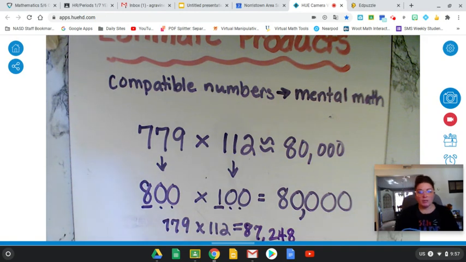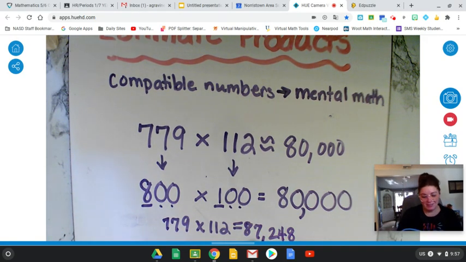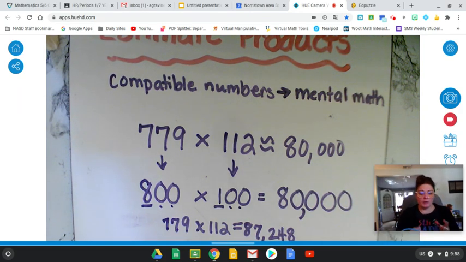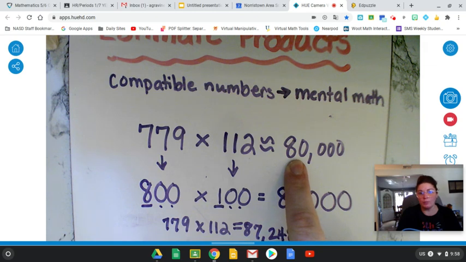So 779 times 112 equals 87,248. And some people might say, well, that's 7,000 away. But it's still in a close enough area. Because we're dealing with a larger number in the 80,000s, it's okay for it to be a little farther from the actual answer.